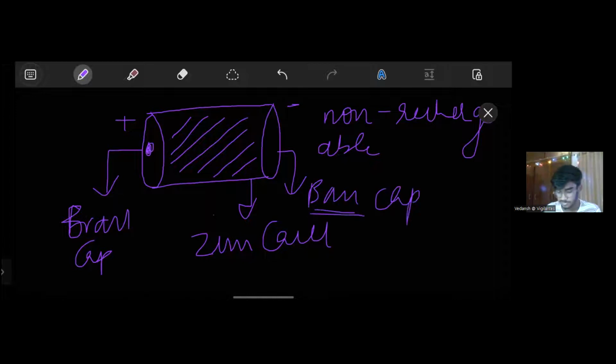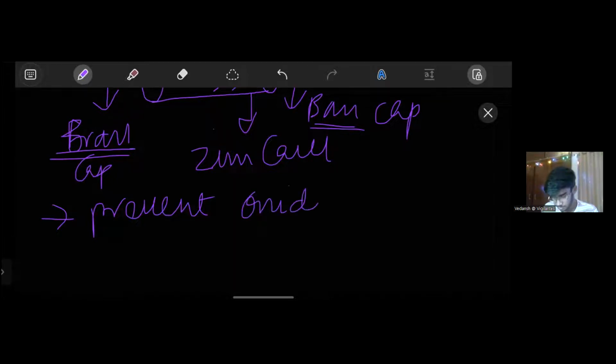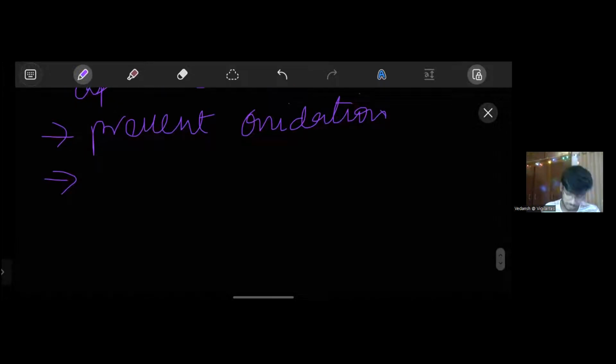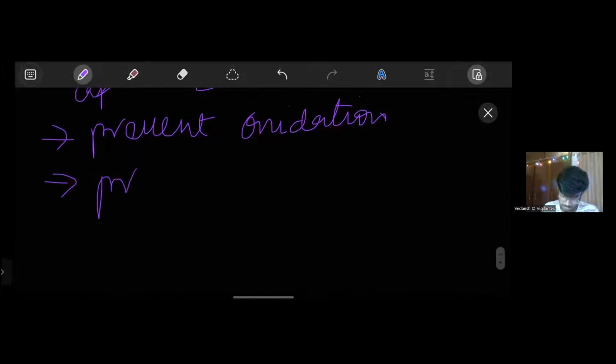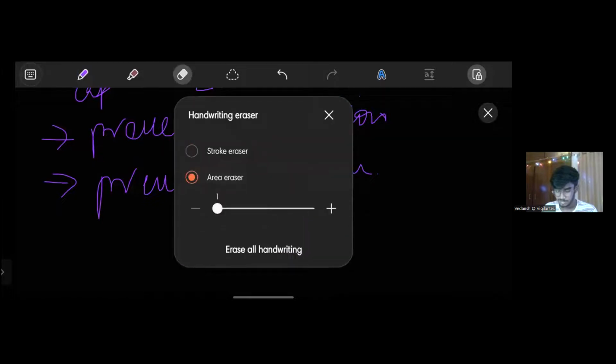Why is brass chosen as the contacts of the cell? It is done so, first of all, in order to prevent oxidation. Then secondly, in order to prevent mishaps. Okay, so these two are the sole basic reasons why a dry cell is made into use.